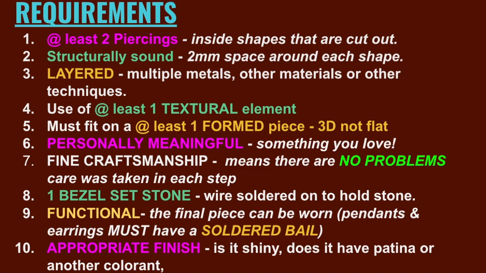Number 9 is that it has to be functional. Pendants and earrings must have a soldered bail. And number 10 is that it should have an appropriate finish, which means it's either shiny or has some form of patina or another colorant.